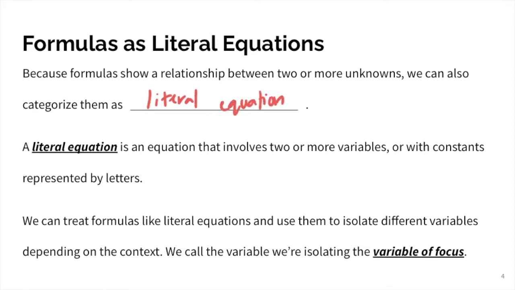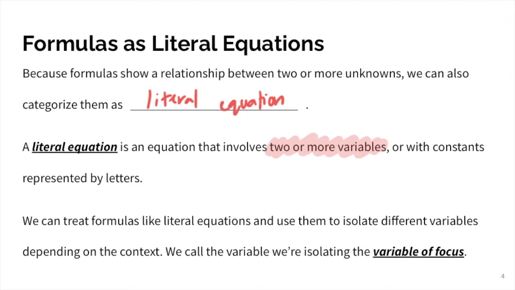A literal equation is just an equation that involves two or more variables. I just want to highlight that: two or more variables. Whenever you have an x and a y in an equation, or an x and a c in an equation, anytime you have more than just one letter going on in your equation, that's how you know that you have a literal equation going on.